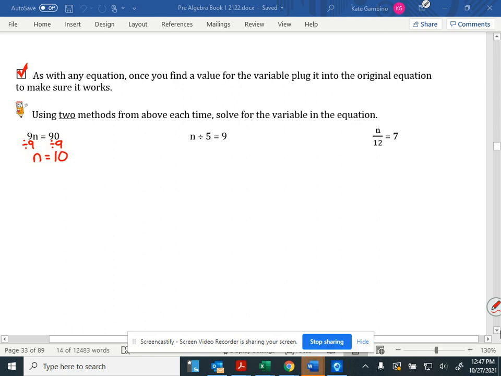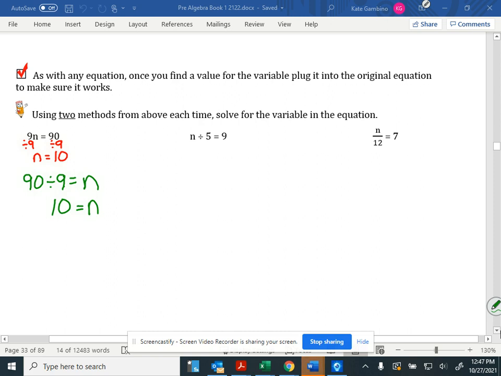What's another way I could solve this? Maddie? You could do the fact family. Yeah, what would be a good fact family for us to do? 90 divided by 9 equals n. Part of our fact family. And we know 90 divided by 9 is 10.